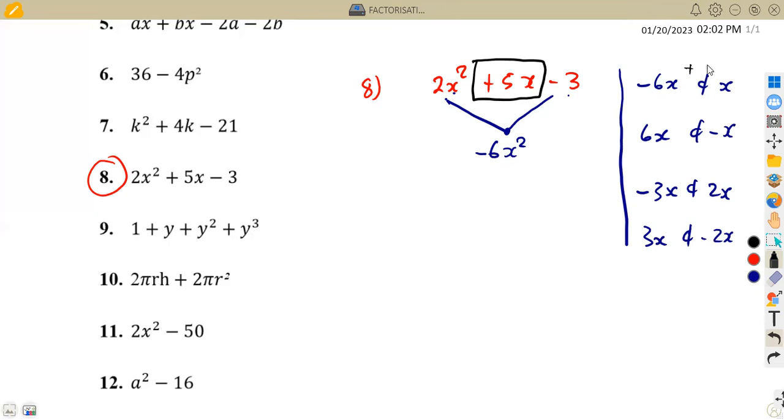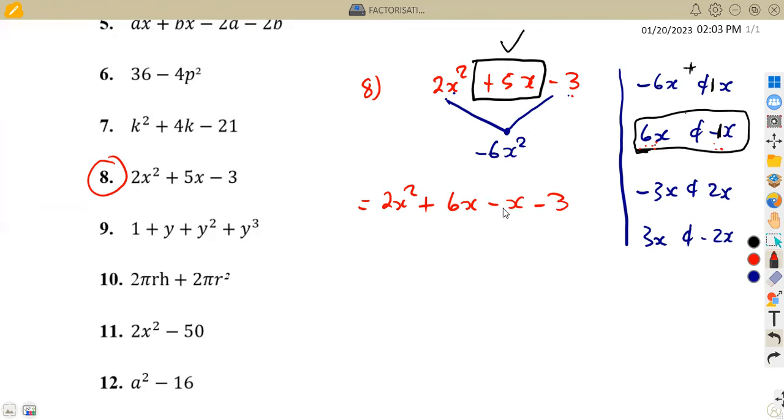If we add here, we obtain minus 6 plus 1, which is minus 5. Here, 6 plus minus 1 is the same as 6 minus 1, which is 5. So these are the factors that are actually giving us the middle term, 6x and minus x. So you substitute these two terms for the middle term of 5x. That means we are going to obtain 2x squared plus 6x minus x, then later on minus 3.